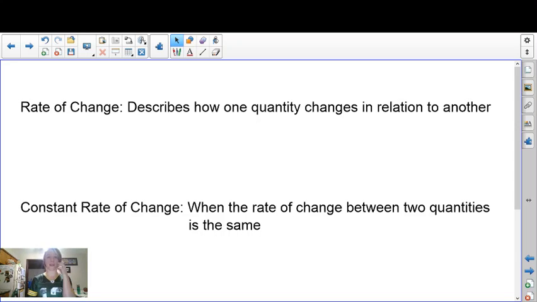So if this guy is going 60 miles an hour and this guy is going 60 miles an hour, and they're going 60 miles an hour for 2 hours, they're constantly going 60 miles an hour.